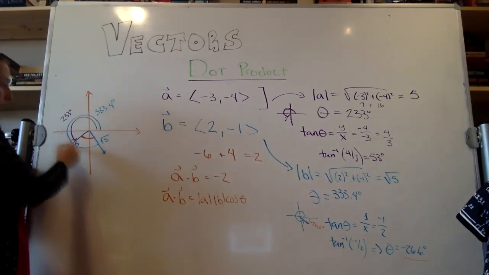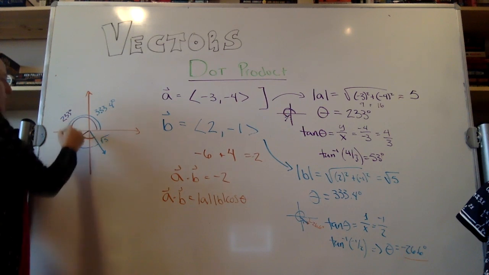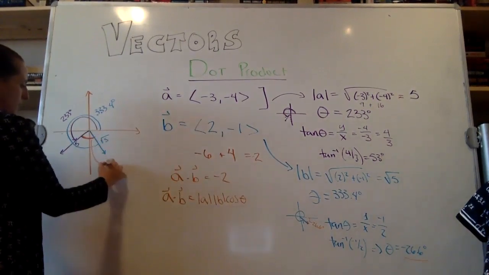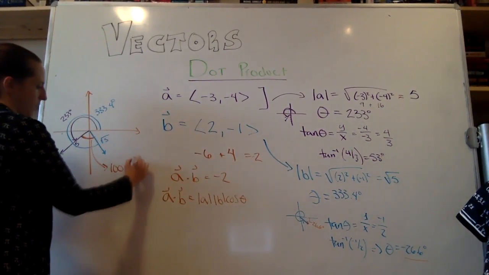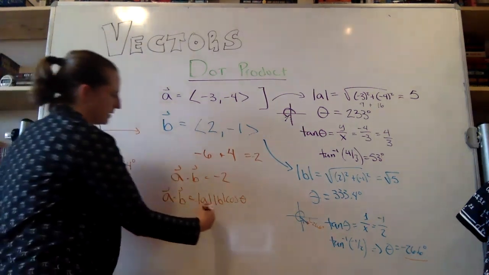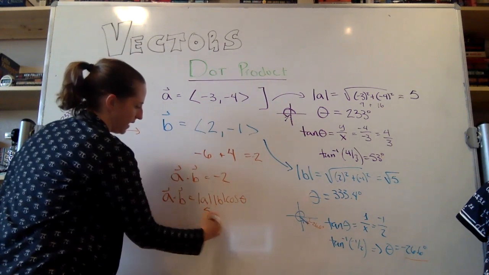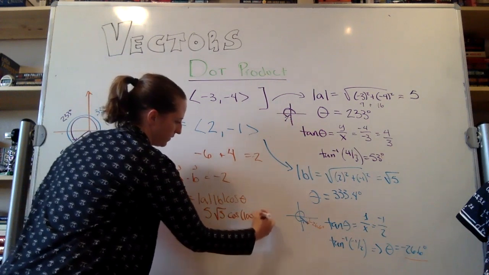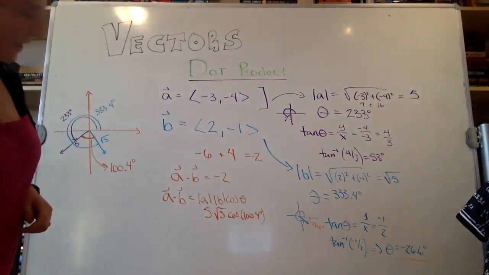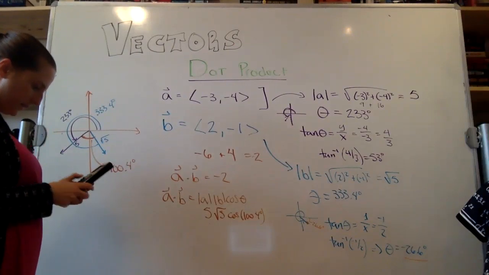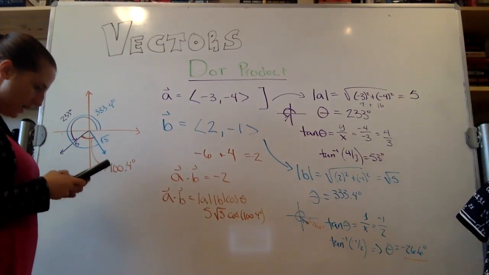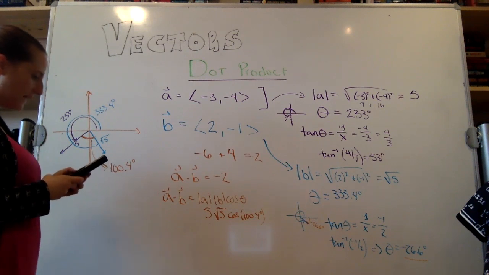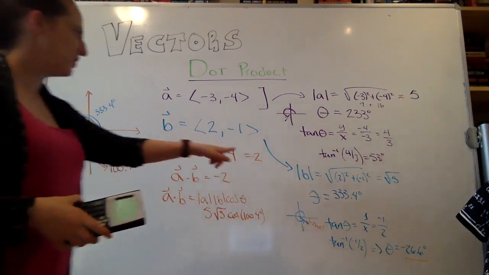Well, notice that that's going to be 333.4 minus 233, which gives us 100.4. So the angle between them is going to be 100.4 degrees. So our dot product, we could think of as the magnitude of A, 5, times the magnitude of B, square root of 5, times the cosine of 100.4 degrees. Let's see if that gives us the same thing. 5 times square root of 5 times cosine of 100.4. I get negative 2.01.